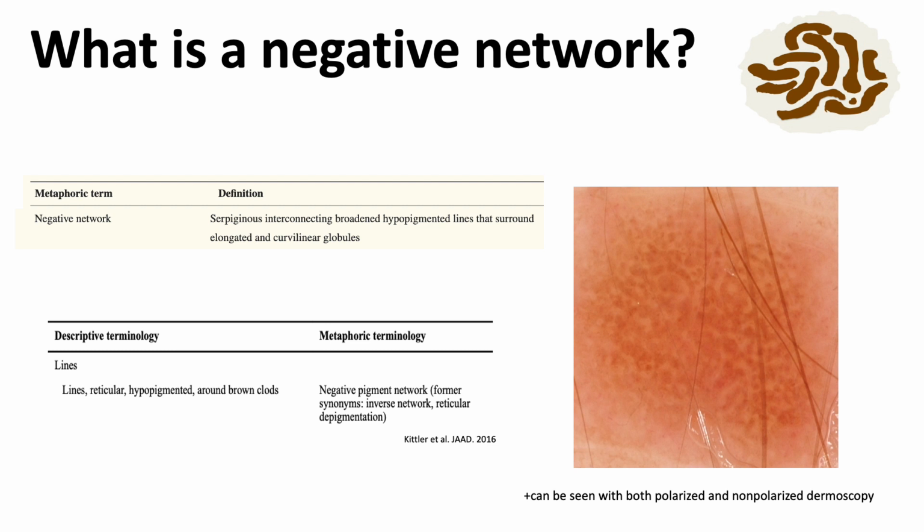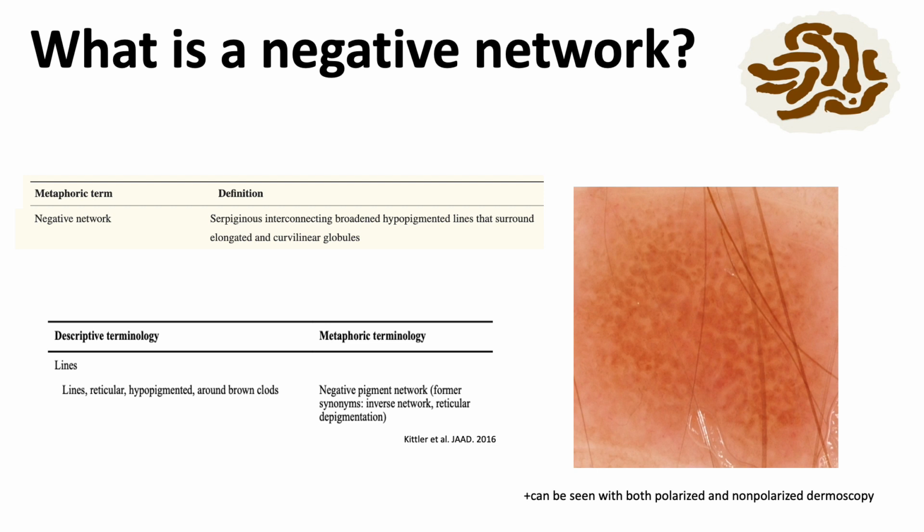The metaphoric definition of a negative network is a serpiginous, interconnecting, broadened, hypopigmented line structure, kind of like a white maze-like structure, that surrounds elongated and curvilinear globules. So brownish globules, not so roundish, more elongated and sausage-like. Now in the descriptive terminology, we refer to this as lines, reticular, hypopigmented, around brown clods.